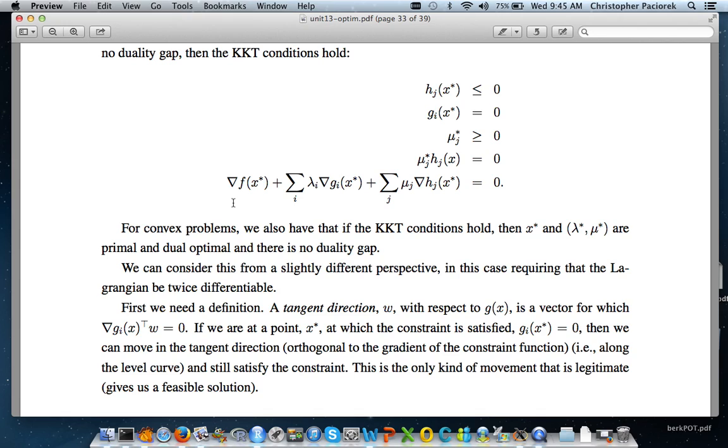So in terms of staying in the set of points that are legitimate and could be solutions to my minimization problem, the only directions I can think about moving are these tangent directions, because those are the only directions where, if I move in that direction, I keep this particular g_i constraint, g of x star, equal to 0. If I have this point and move away from it, I can only move in that direction w in order to keep that constraint satisfied.